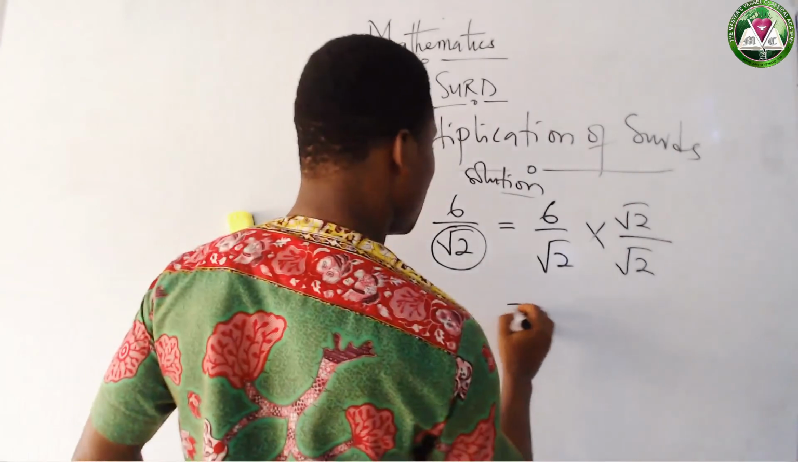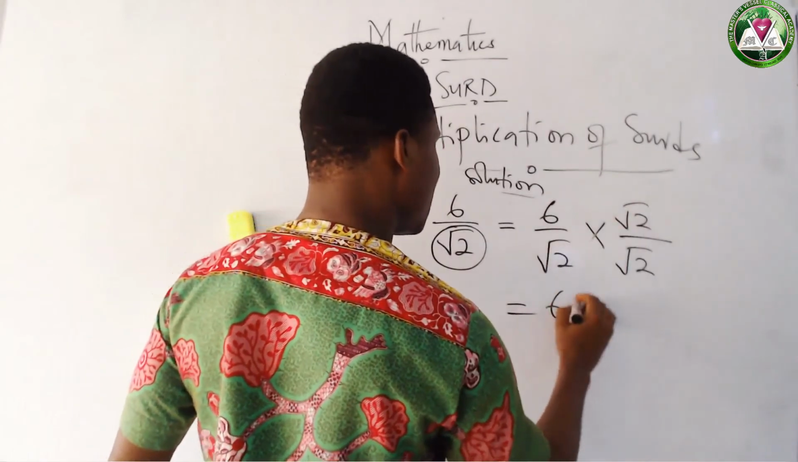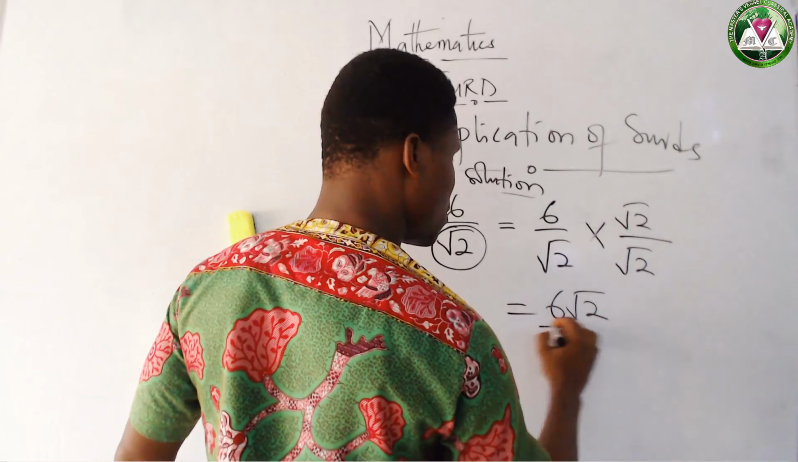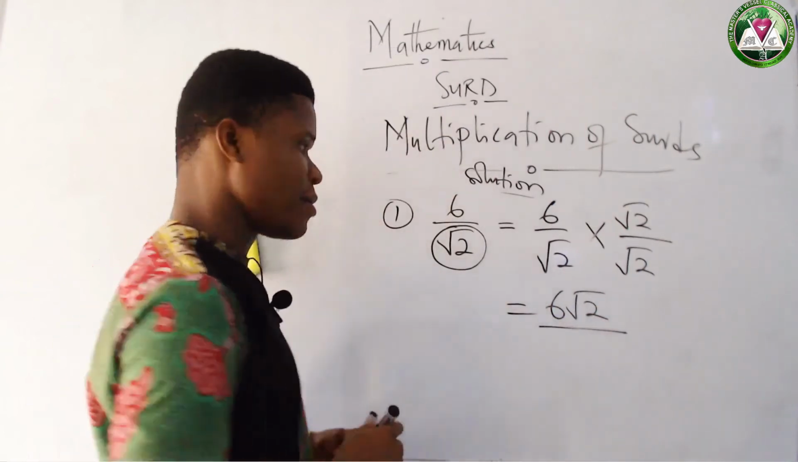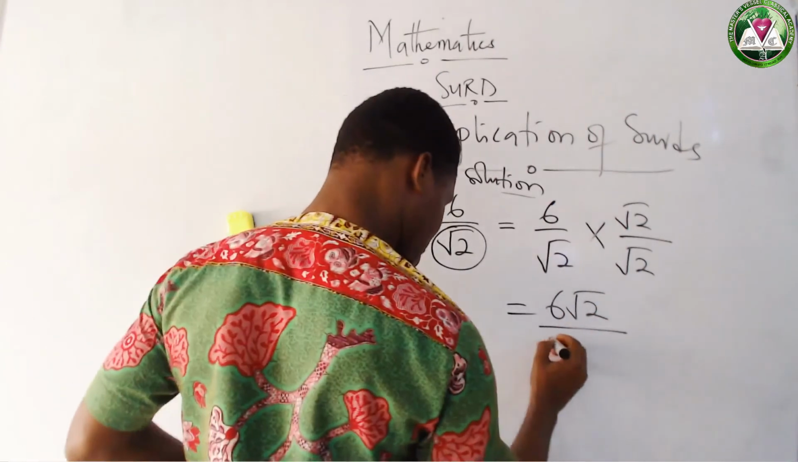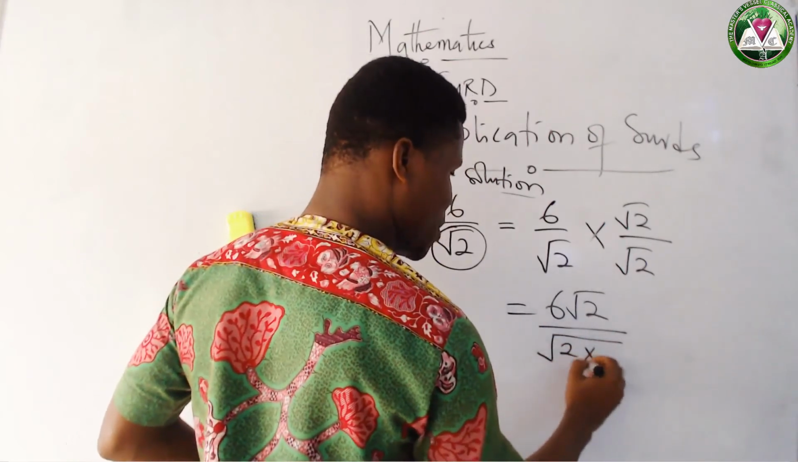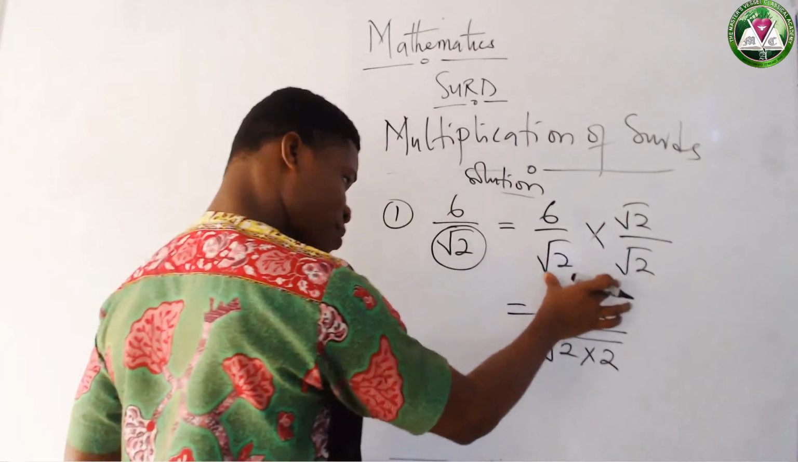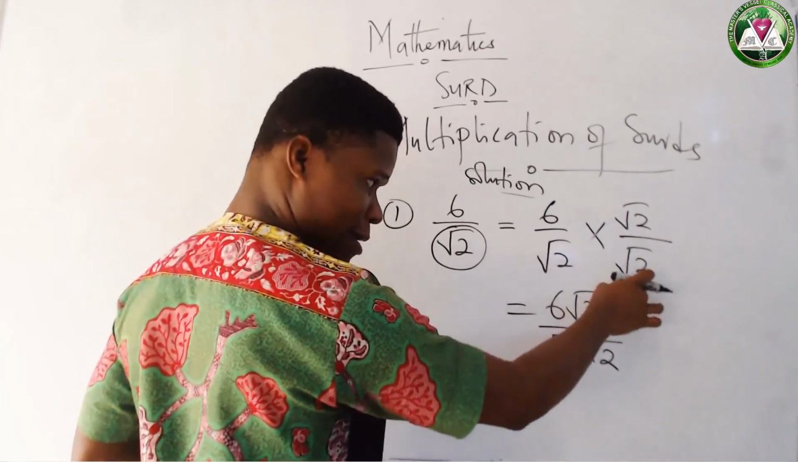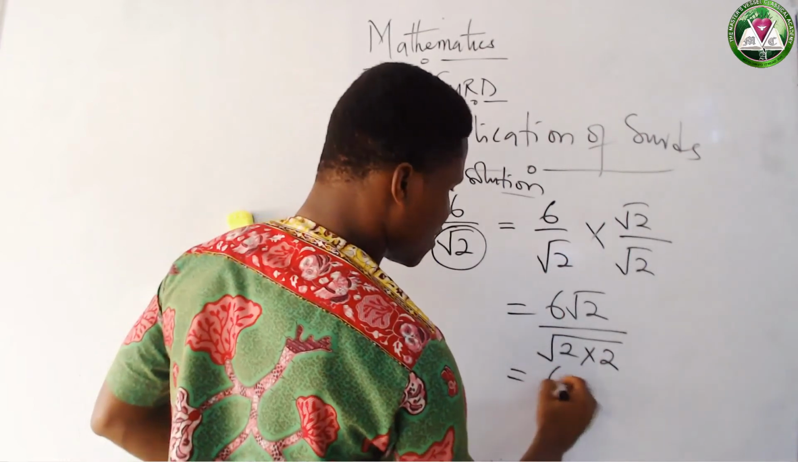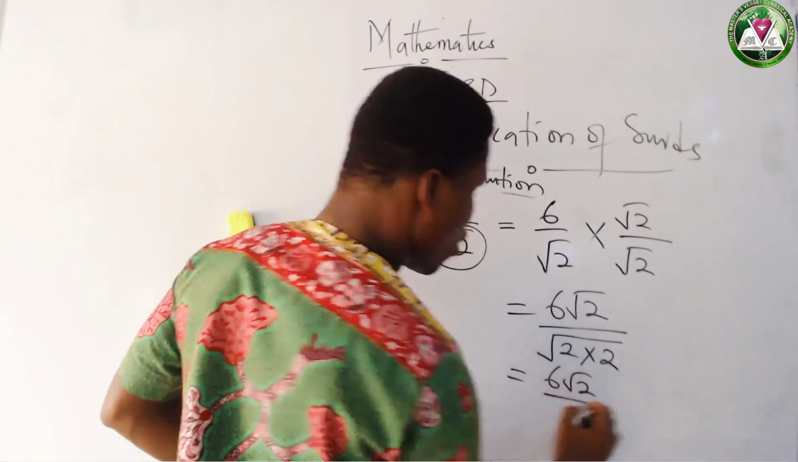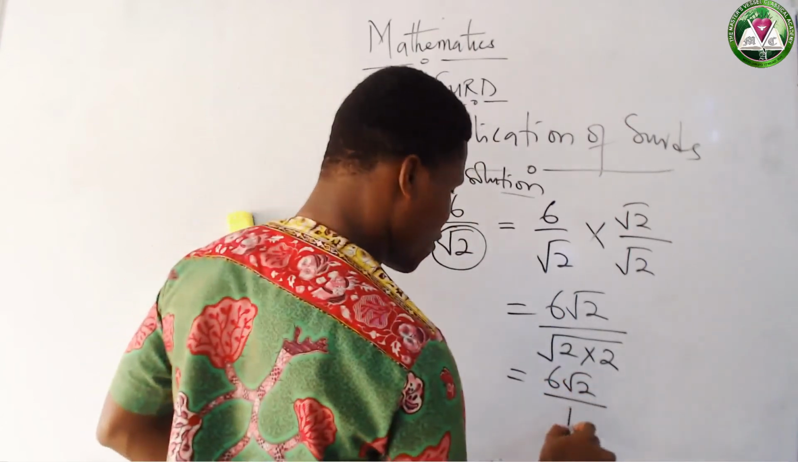Okay, this will give us 6 times that, which is 6 root 2, all over root 2 times root 2, which is root 4. Or you can say it is the root of 2 times 2. That's one root for them, then this number times the other number. This will give us 6 root 2 all over root 4.